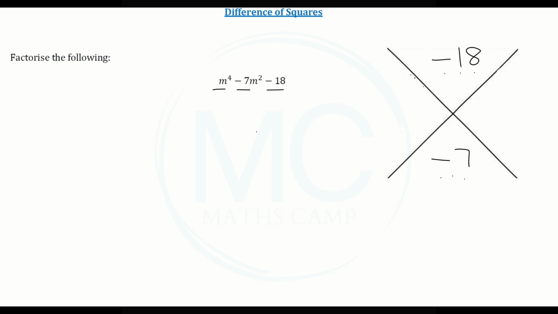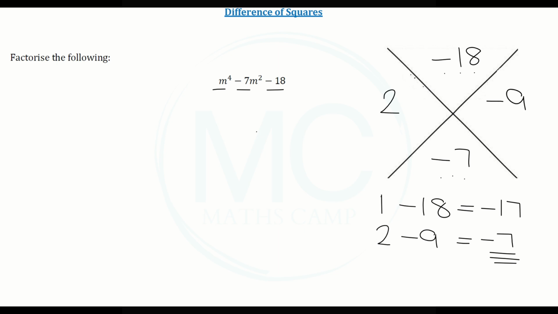So let's look at negative 18 divided by 1 gives us negative 18. 1 minus 18 is negative 17. Negative 18 divided by 2 is negative 9. 2 minus 9 gives us negative 7. This is the value we've been looking for. So we know our factors are 2 and negative 9. The coefficient of our first term is 1. So we say 2 over 1 and negative 9 over 1. Now we can fill in our brackets.